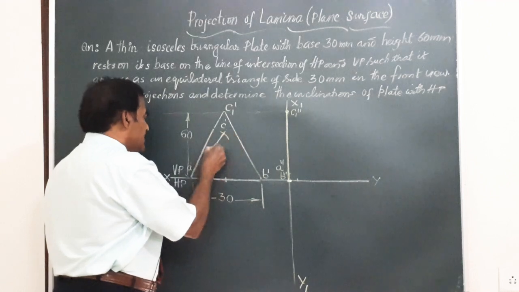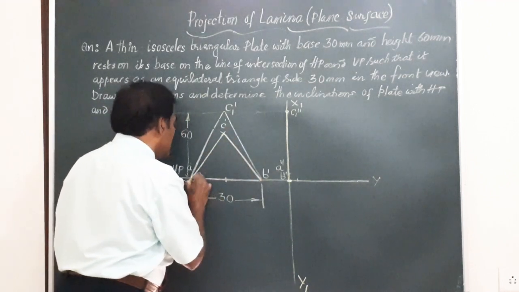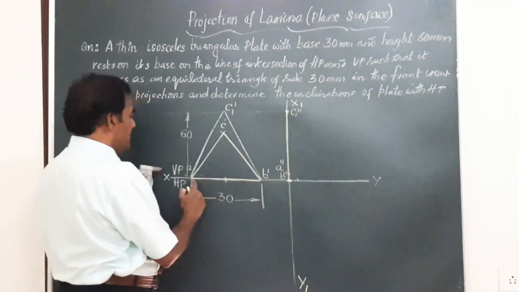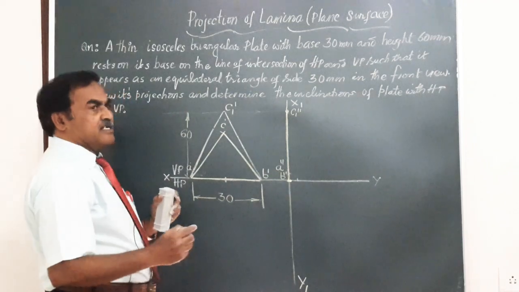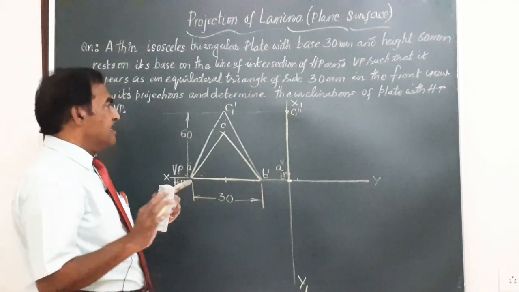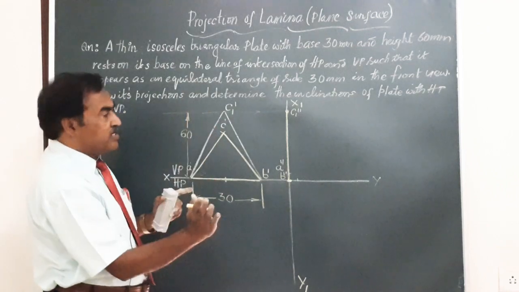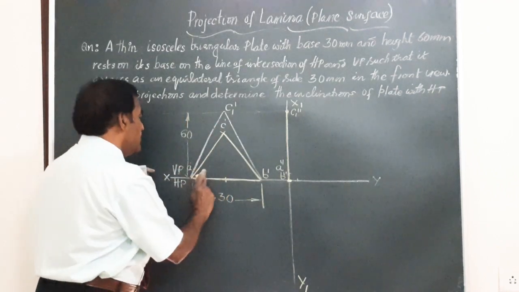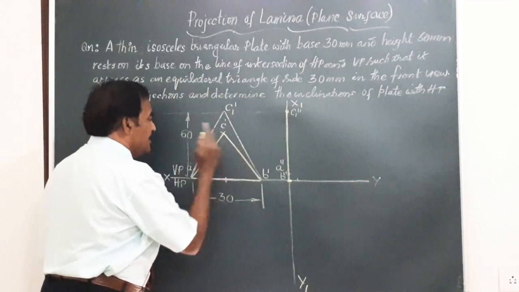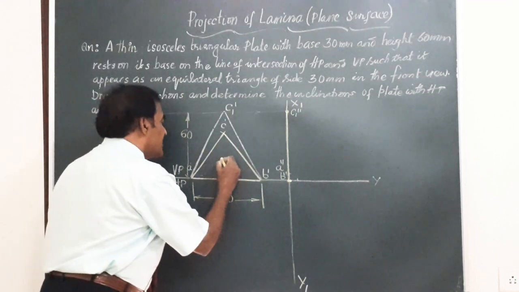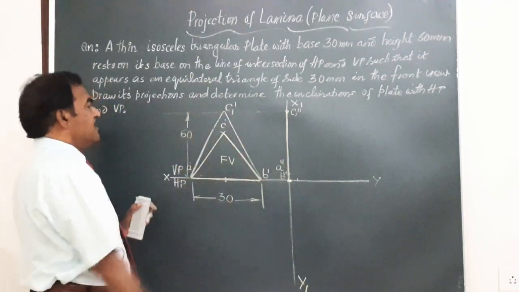So I will join that to this A, join that to point B, and this colored figure, A dash, B dash, C dash, represents an equilateral triangle in the front view when the lamina is moved towards you or inclined towards you. So this is going to have an angle 60 here, 60 here, 60 here. So this is the final front view. I will say this is FV. A dash, B dash, C dash is FV.